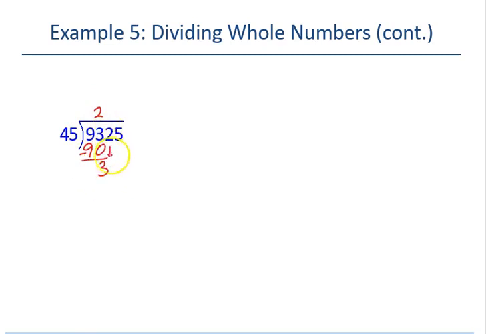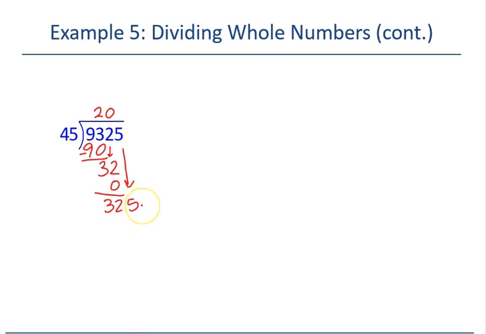Bring down the 2, and notice how many times will 45 go into 32? It won't go in any times. So I can just put a 0, multiply that back out, and of course I'm going to get a 0, and then I can bring everything down. So then I get 32, bring down the 5.